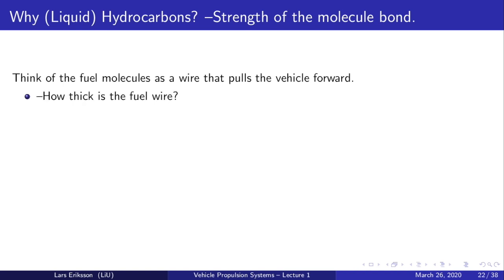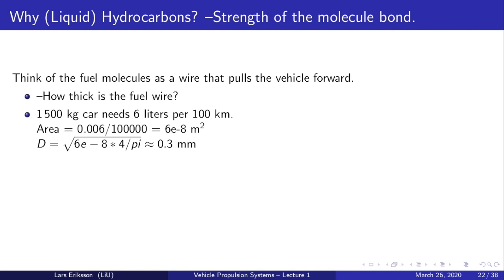When we do that, we wonder how thick this wire is, and relate this to the force of the propulsion. A 1.5 ton car needs about 6 liters per 100 kilometers, so the area becomes 6 times 10 to the power minus 8 square meters, and the diameter becomes only 0.3 millimeters. These 0.3 millimeters is about the diameter of 3 strands of hair if you have really dark black hair, but if you have bright thin hair, then it's about 10 strands of hair.